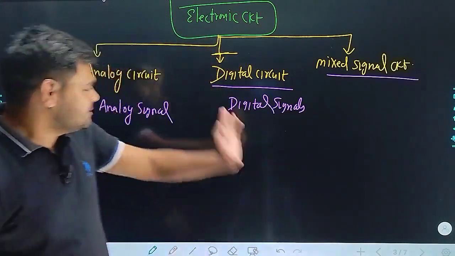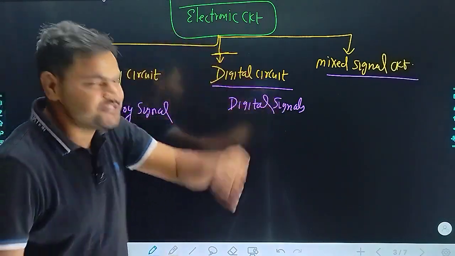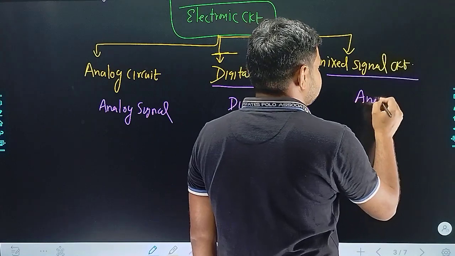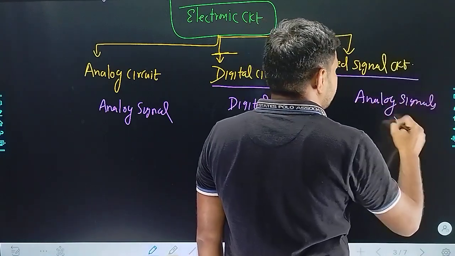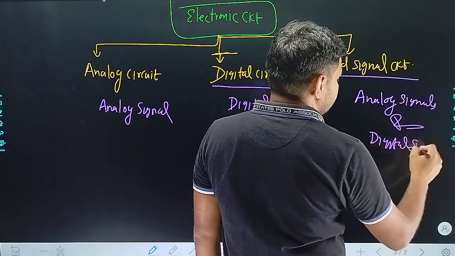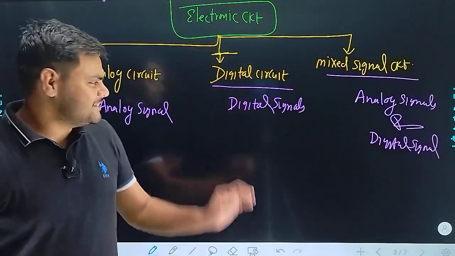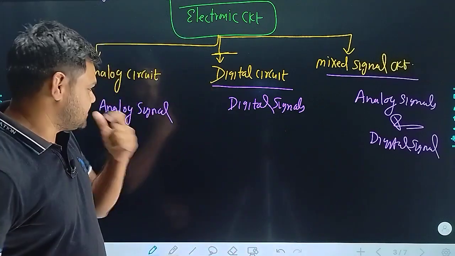A circuit which can simultaneously operate on analog signals and digital signals is called a mixed signal circuit. Okay, these definitions are very much clear to you. Now let's go for the next thing.